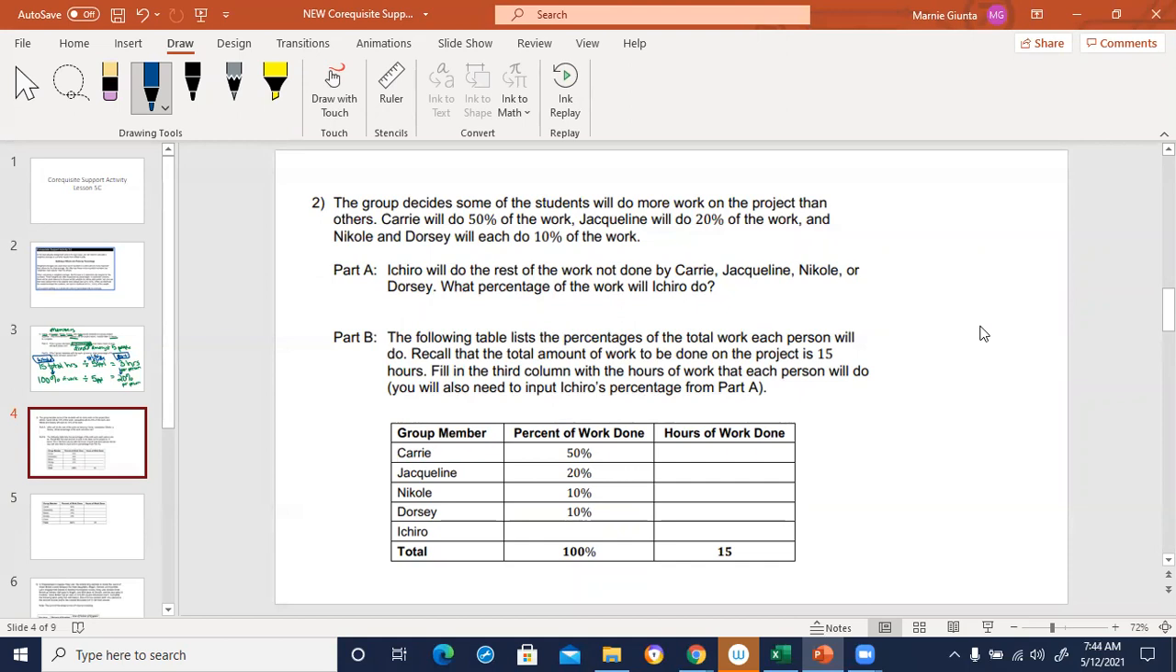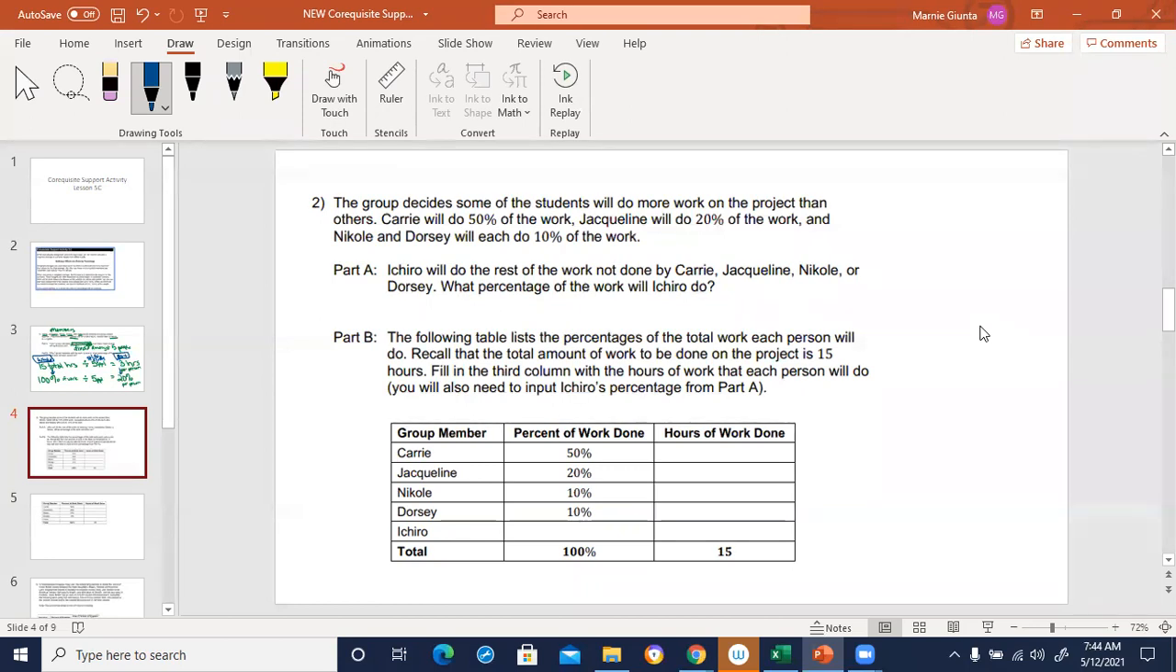Well, they went down here and they put a nice little table together. They labeled the group members, Carrie, Jacqueline, Nicole, Dorsey, and then you have Ichiro, who was the last one. And they assigned them each the percentages of work that they documented that they would do. You have 50, 20, 10, 10. And then we know that the total amount of work must add up, it's 100%.